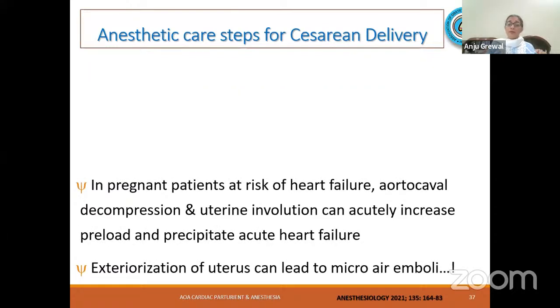Right? Remember that at the end of delivery, if the baby is delivered, this is the period that you need to be very careful, because there's a risk of acute heart failure due to aortocaval decompression and uterine involution. And another word of caution, if you're working on a mother who has an ASD, PDA, or a VSD, exteriorization of uterus, some of the obstetricians prefer to take out the uterus and then sew it out. That can lead to micro air emboli. So we must try and talk to our obstetrician, especially when working on these patients, to not exteriorize the uterus if possible.